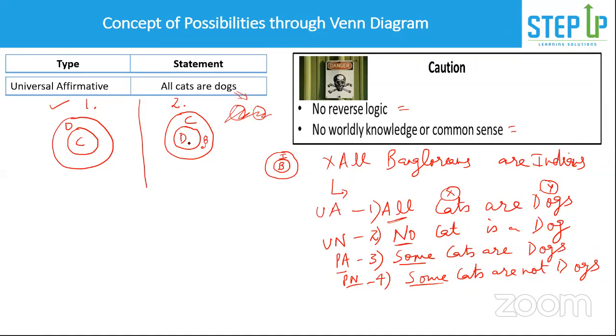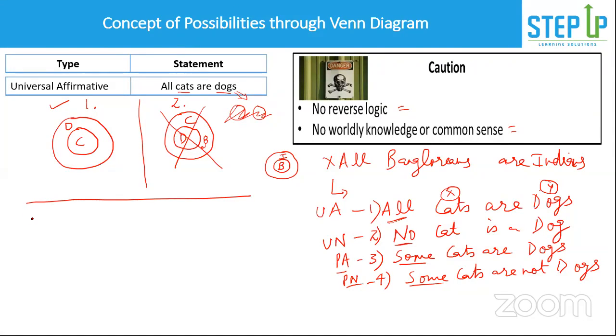But are all the cats dogs? Is this cat a dog? It is falling actually outside the dog circle. Therefore, this is not a correct possibility. That means if I have to represent the terms cats and dogs, which have a relationship of universal affirmative, all cats are dogs, the first one is a correct possibility, whereas the second one is not a correct possibility.